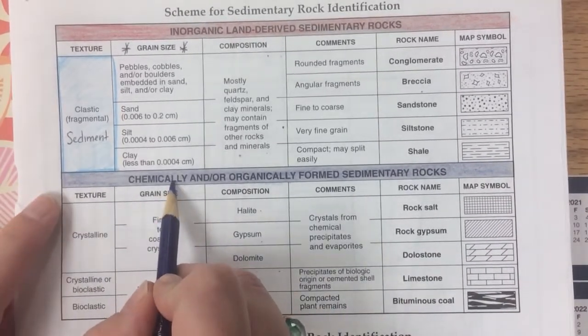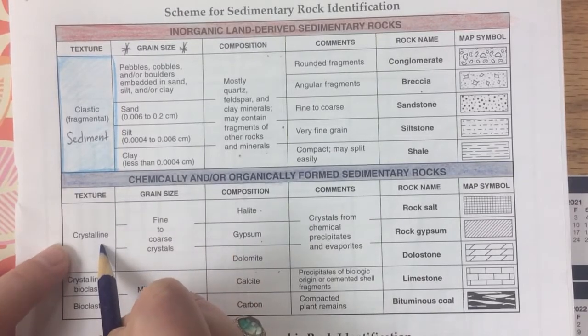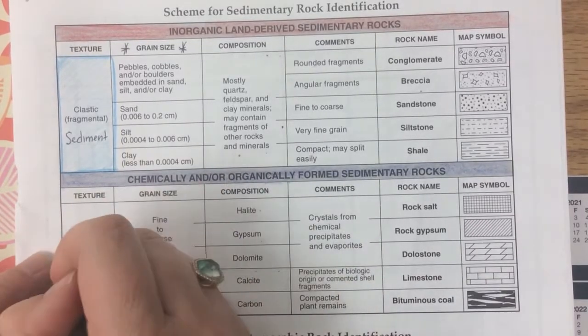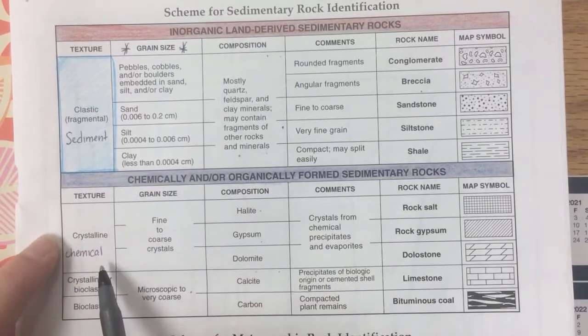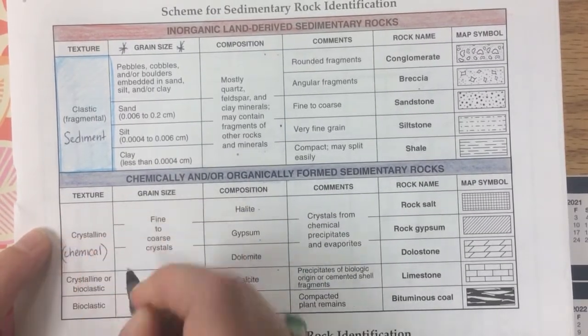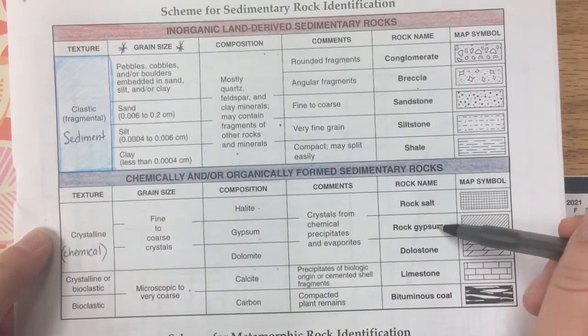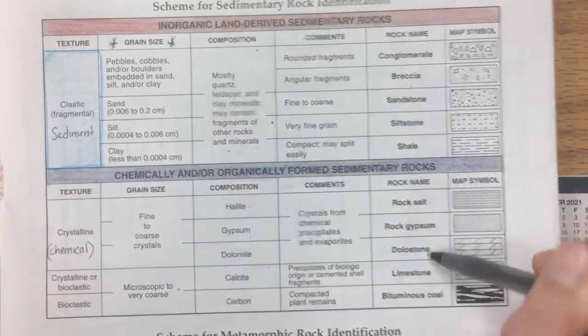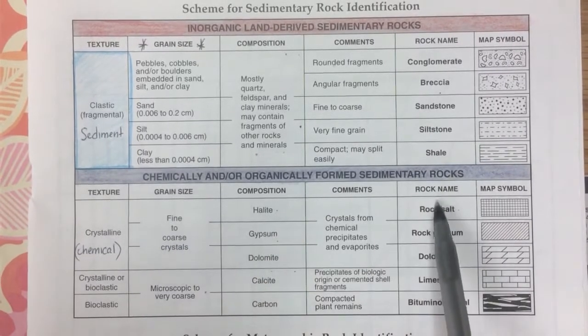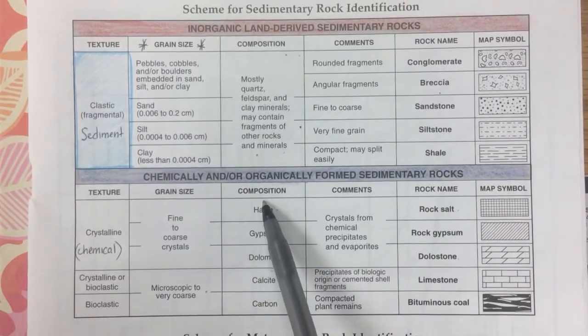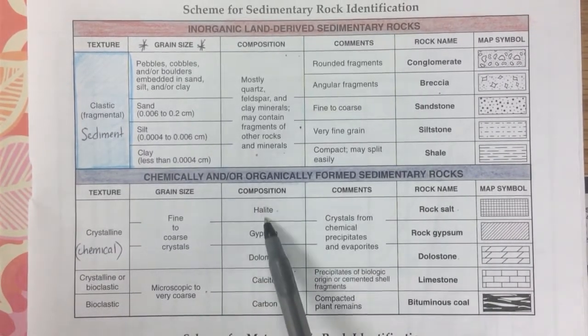So chemically is referring to the texture crystalline. So I'm going to take my pen and write chemical down here. Your chemical sedimentary rocks are rock salt, rock gypsum, and dolostone. They all vary in grain size, so really how you're going to identify these types of rocks is based on their composition. Rock salt is made out of halite, right?